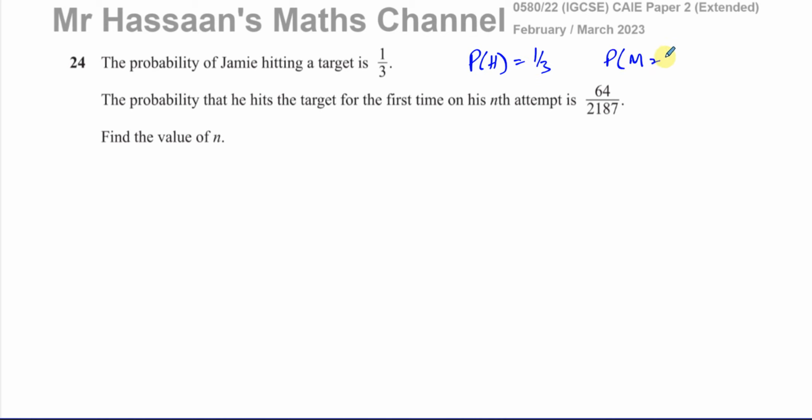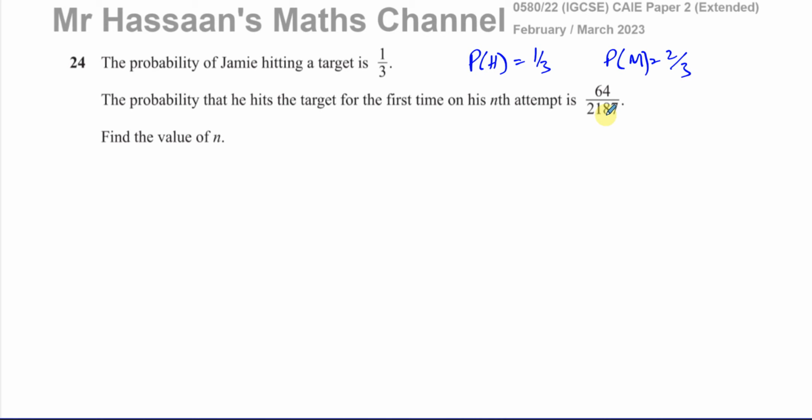missing the target is going to be 2/3. So either he hits it or he misses it. So the total probability is 1. So if the probability of him hitting the target is 1/3, the probability of him missing it is 2/3. Now it's talking about the nth attempt, and this is a probability.